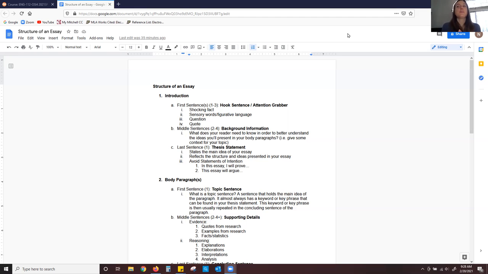Finally, thesis statements avoid statements of intention, such as, in this essay, I will prove that the Cheesecake Factory is the best restaurant in America. Or this essay will argue that the Cheesecake Factory is a great restaurant. Generally, in academic writing, we avoid personal pronouns like I and you. We avoid statements of intention because our readers just want us to give it to us straight. Right? What is the argument?